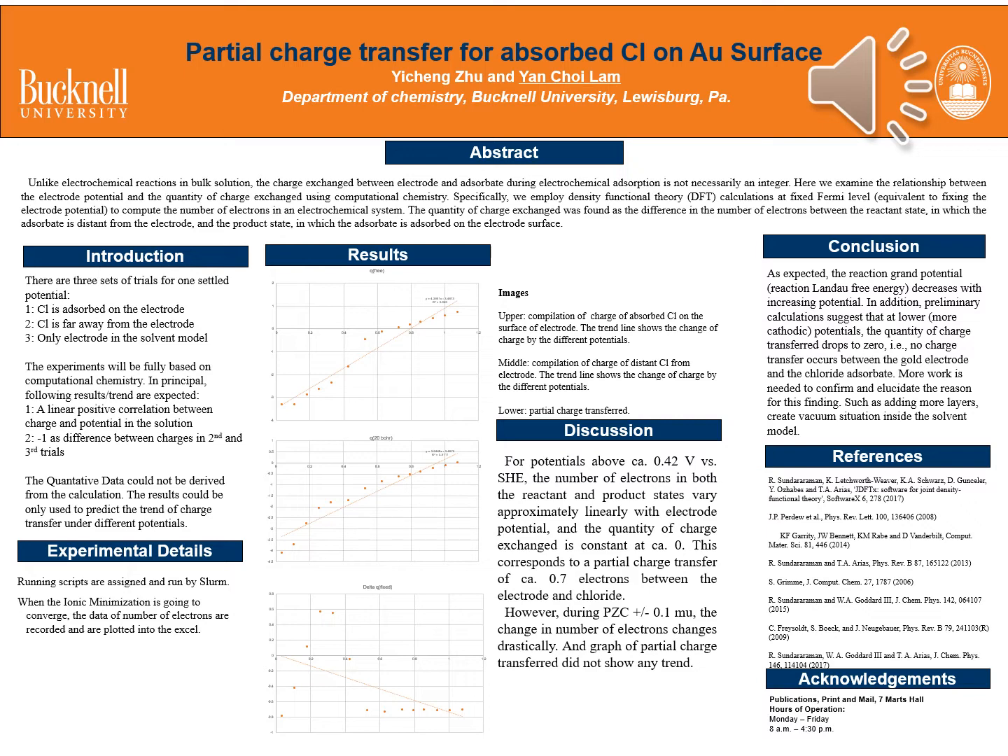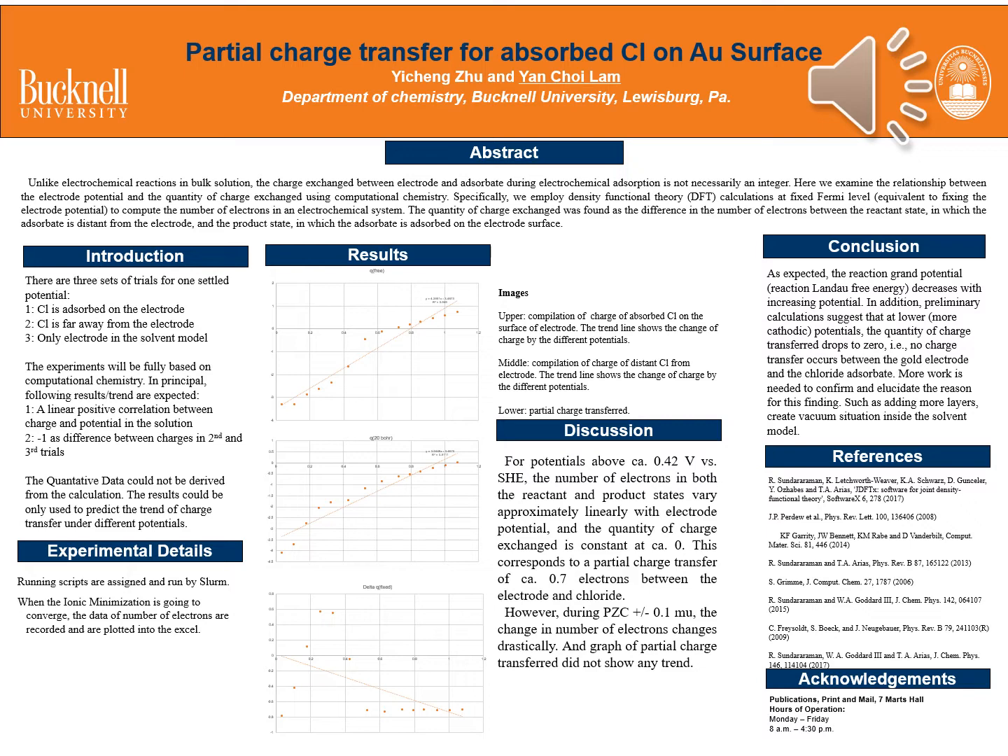And for the discussion, for the potential above 0.42 volts versus SHE, the number of electrons in both reactant and product state vary approximately linearly with electrode potential, and the quantity of charge exchange is constant at 0.7. This corresponds to a partial charge transfer of 0.7 electrons between the electrode and the chloride.